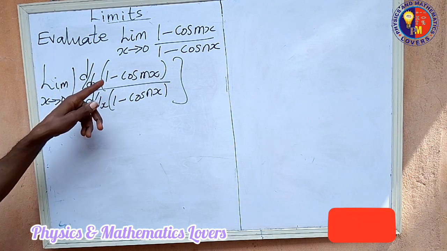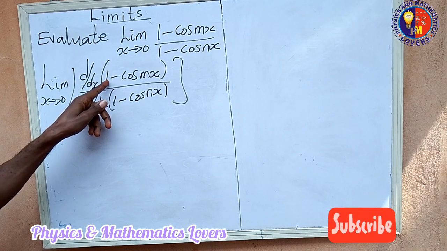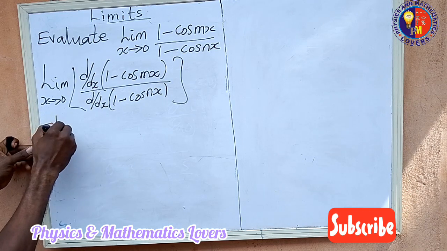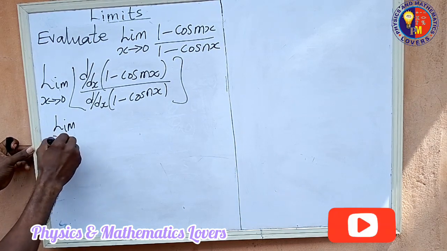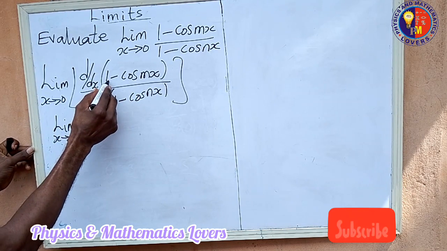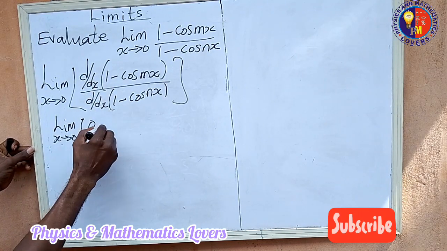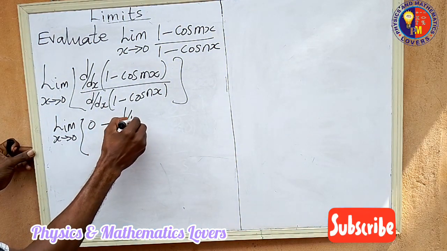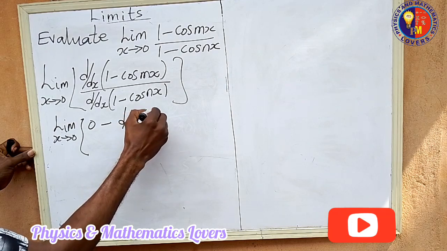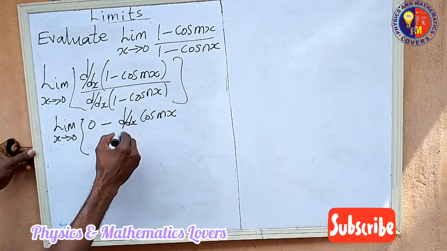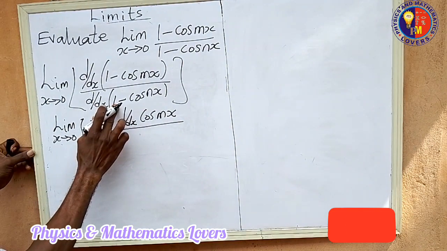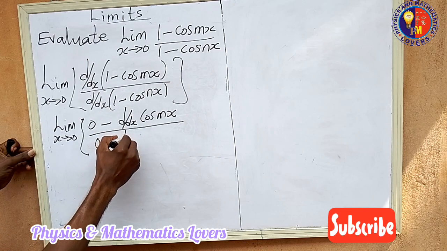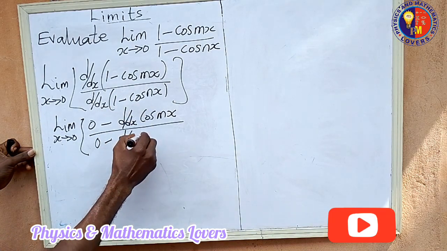Now look at it. For the numerator, we will differentiate 1. If you differentiate 1, it's a constant, that will give you 0. So if I differentiate 1, it will give me 0 minus the differential coefficient of cos mx, then all over this one now. The same way here, if I differentiate the constant 1, it gives me 0 minus the differential coefficient of cos nx.